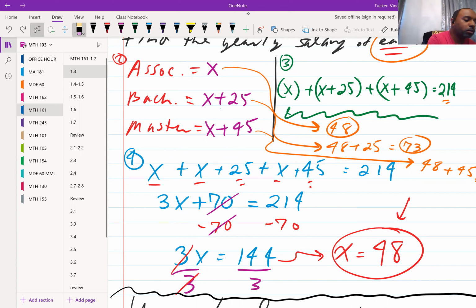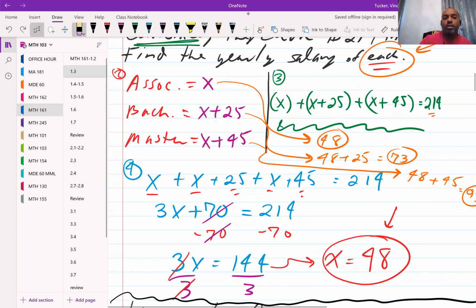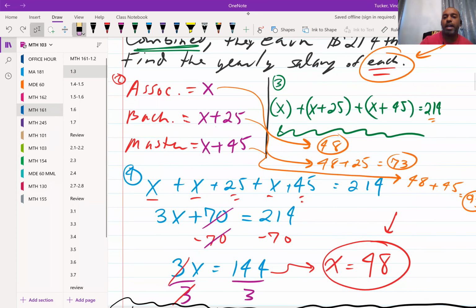All right. Any problems with that? So now once you get X equal to 48, you do have to go back and make sure you actually answer the question. So now here it says, find the salary of each. Find the salary of each. And so 48 is not good enough. They want the salary of each person.